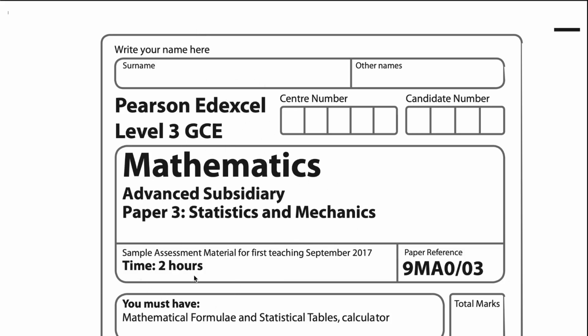It has a 2-hour time limit as usual. You need to have the mathematical formula and statistical tables and a calculator. I'll link the paper and mark scheme in the description. And as always, I suggest you have a go at this paper before watching any of this video.